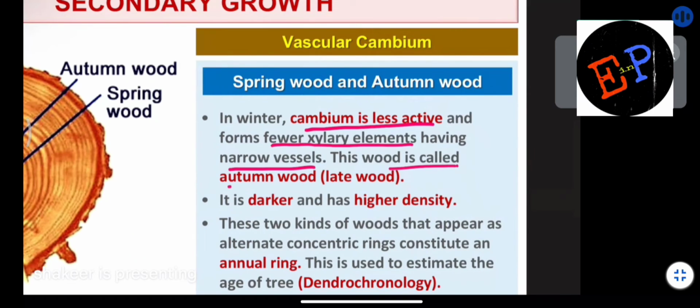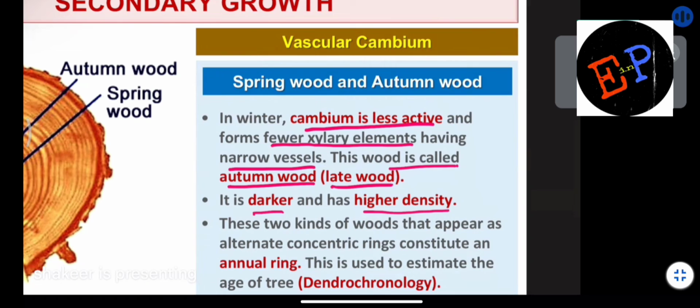This wood is called autumn wood. Clear? Or you can call it late wood. So in autumn season, the growth of the plant is limited. Are you able to understand? Whereas in spring season, the plant grows by huge mass. That's what he is trying to say. So it is darker and has a higher density.